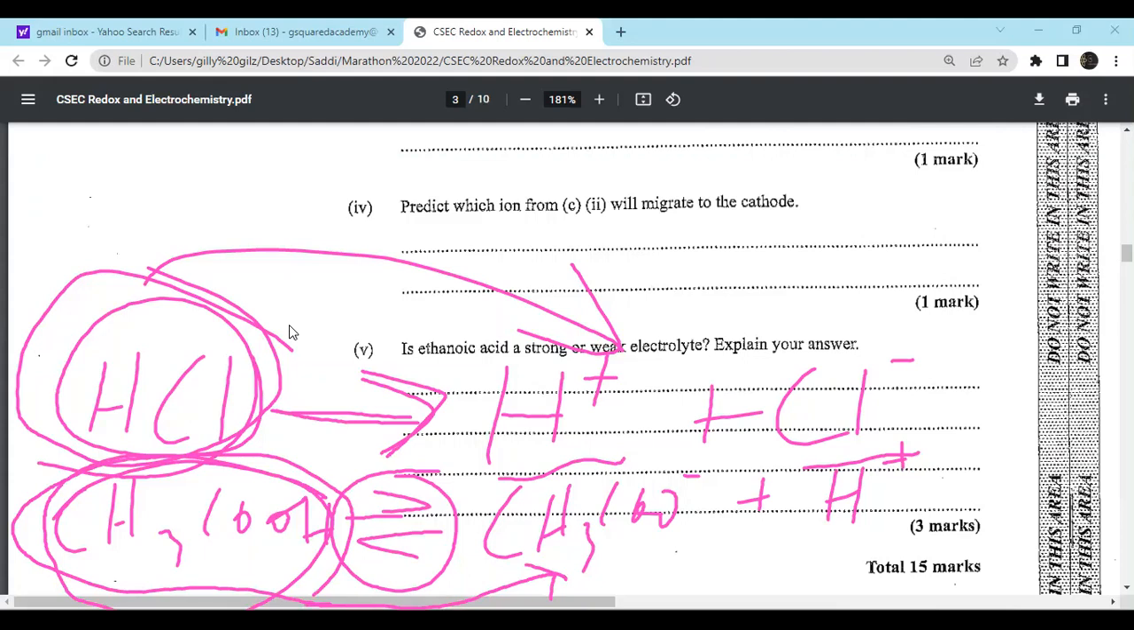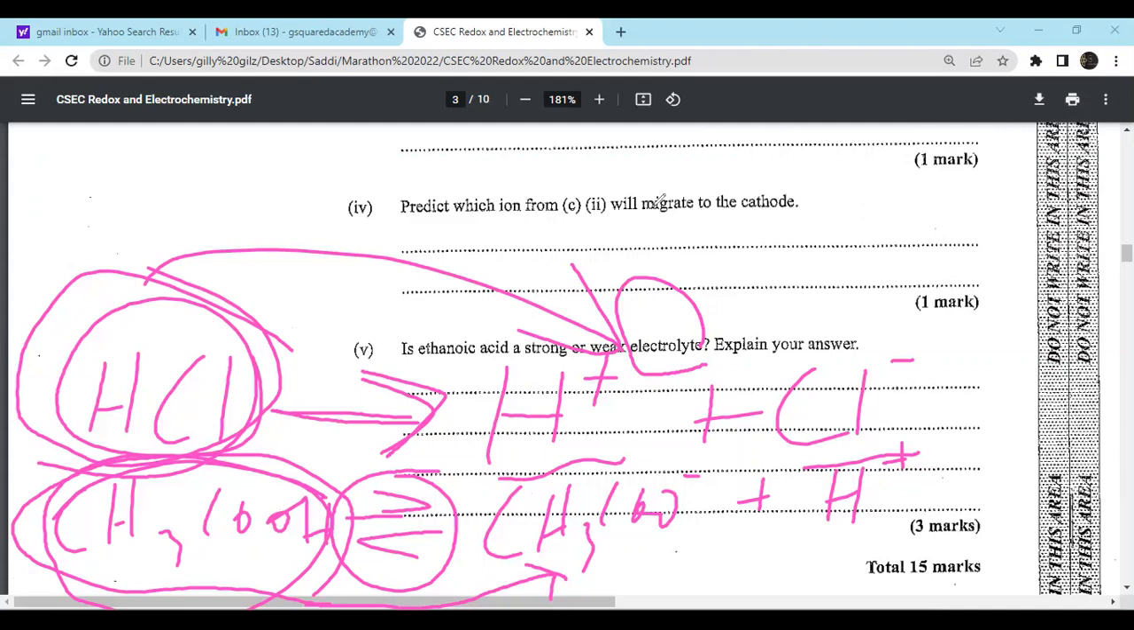A strong acid is the same thing as a strong electrolyte. That's why I'm using the acid right now. In a strong electrolyte or strong acid, the species totally ionizes. In a weak electrolyte, like the ethanoic acid, the species partially ionizes. Not all of it is converted to ions. And that is why we say that ethanoic acid is considered to be a weak electrolyte.